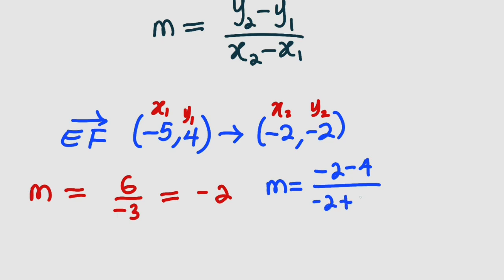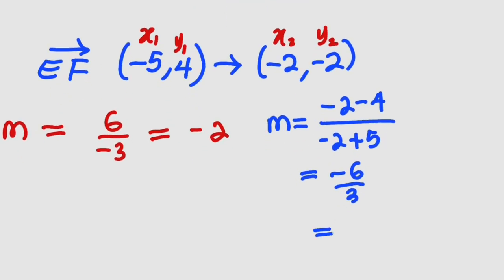So this becomes positive 5. To the top, we have negative 6. To the bottom, we have 3. And if you simplify this, you're going to obtain negative 2. You see, in each case, we have the same answer, negative 2.